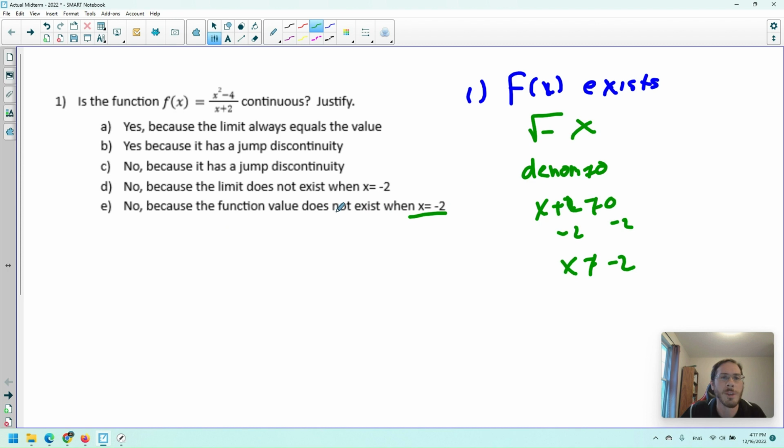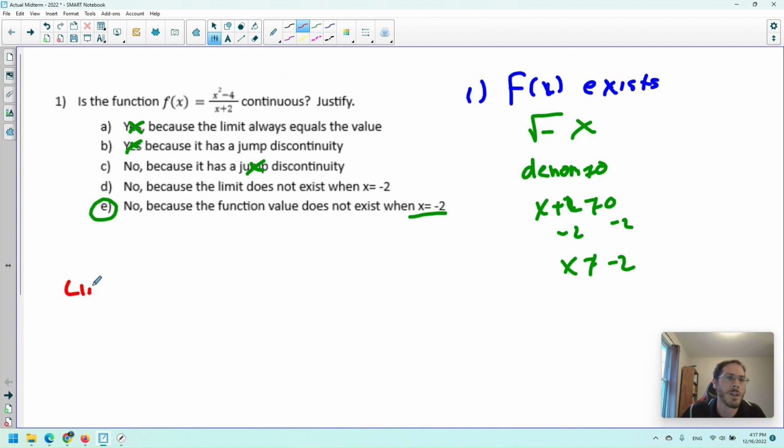That is a true statement. So yes is going to be gone. We have to pick no. Jump discontinuity would go with piecewise functions, so it's not that. Since we know that the value doesn't exist, it can't be d. We can go through and actually prove that it can't be d by finding the limit.